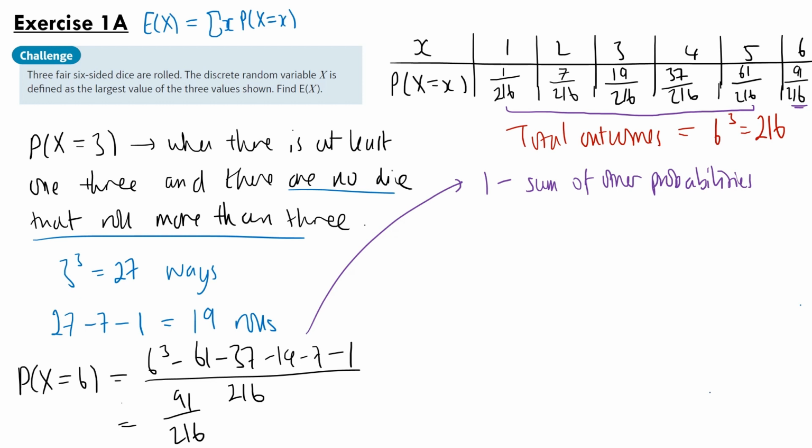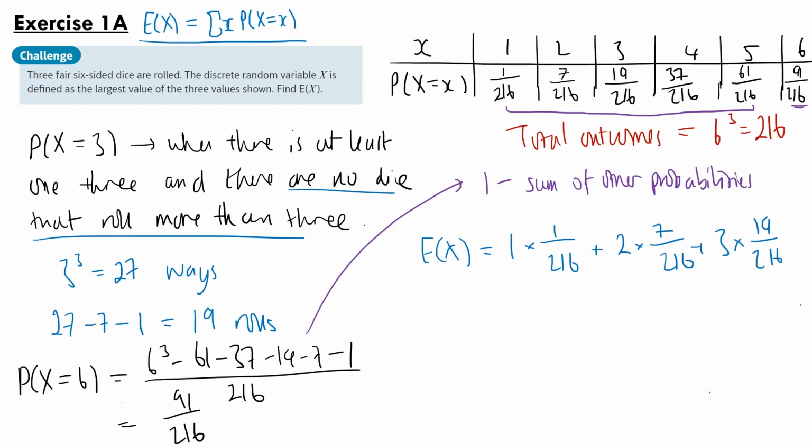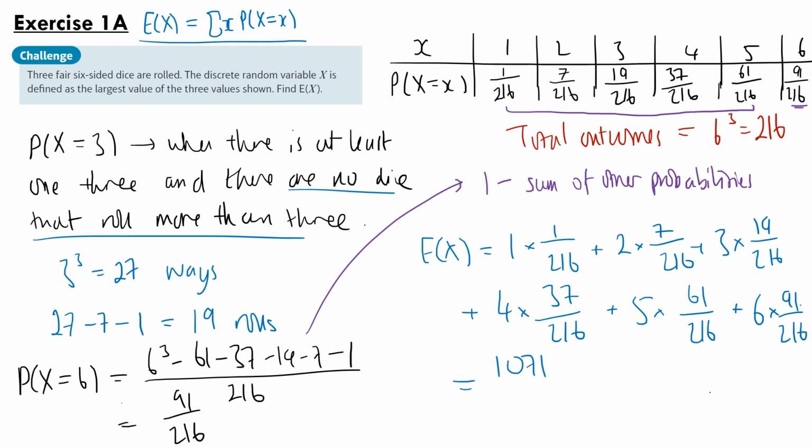And now, using the formula we have up here, the expected value of X is equal to 1 times 1 over 216 plus 2 times 7 over 216 plus 3 times 19 over 216 plus 4 times 37 over 216 plus 5 times 61 over 216 plus 6 times 91 over 216, which gives us 1071 over 216, which is equal to 4.9583 to 4 decimal places. And that is our final answer.